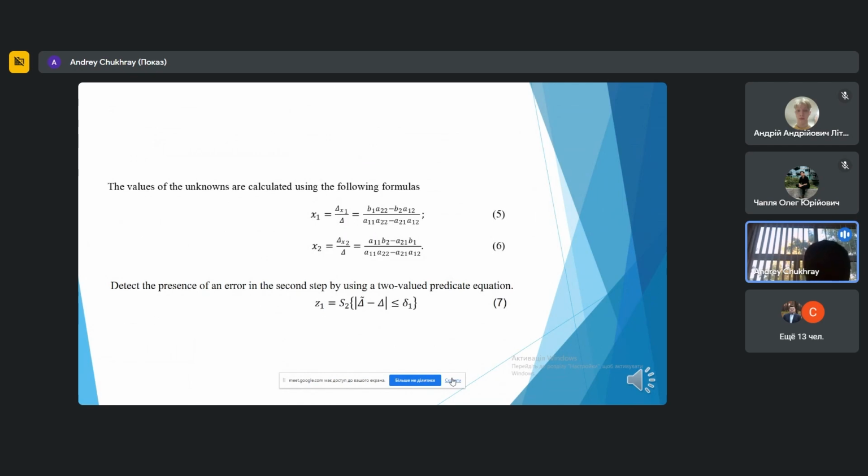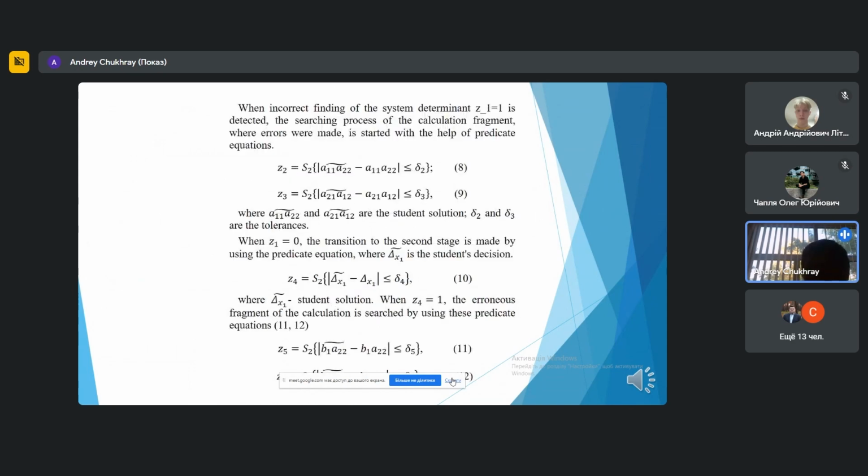You can see some formulas, and because the main principle of our approach is diagnostics and control by diagnosis, you can see the first diagnostic model. These models were first proposed by Professor Kulik, Anatoly Stepanovich, and you can see, for example, the formula implemented inside the intelligent tutoring system, which detects the presence of an error in the second step by using a two-valued predicate equation.